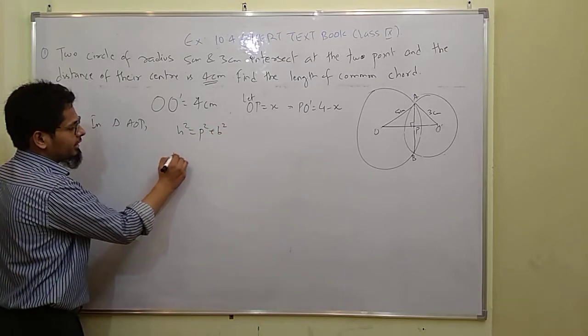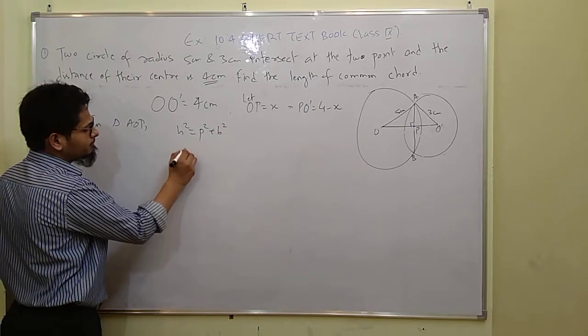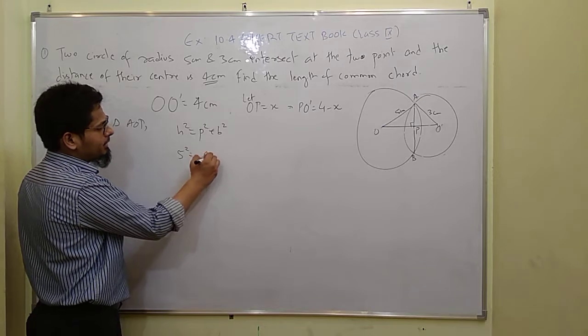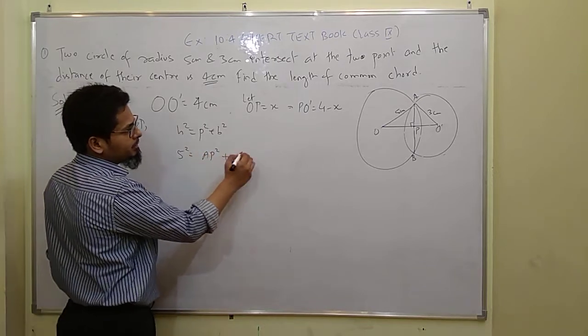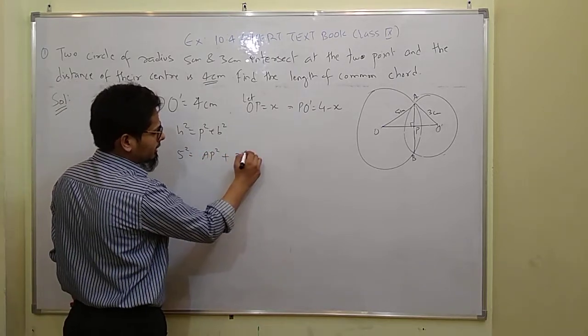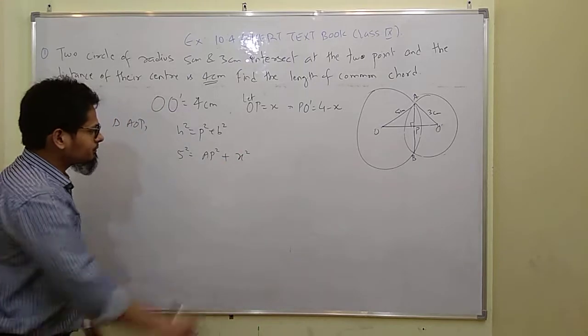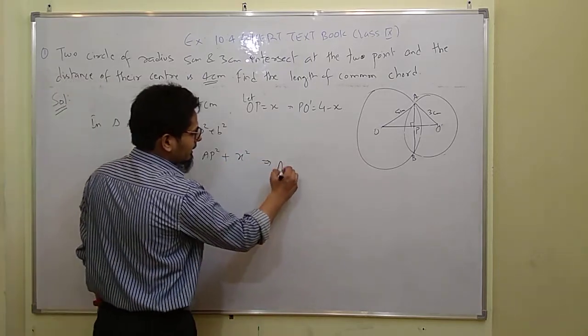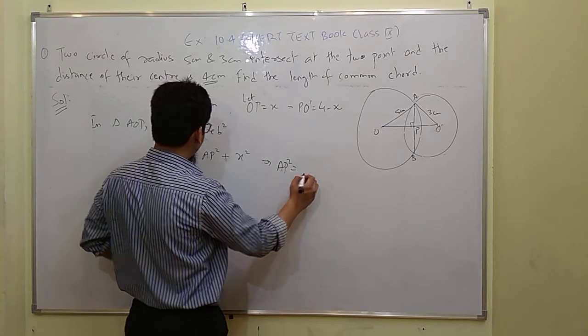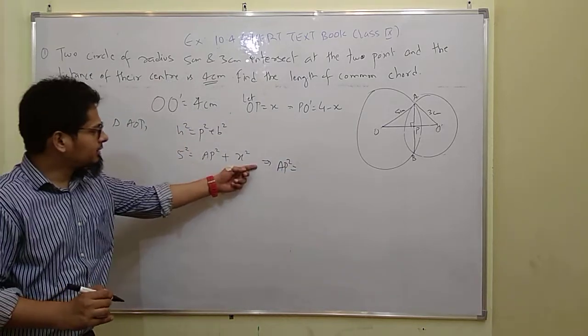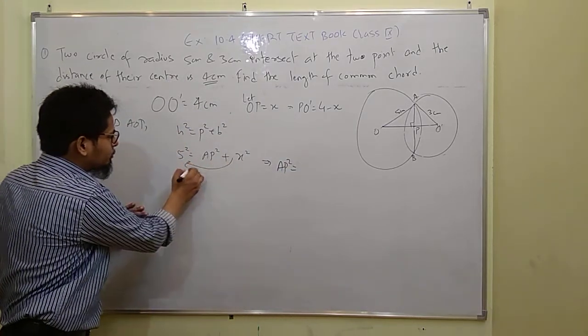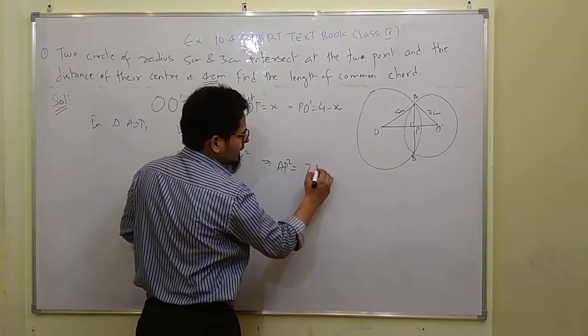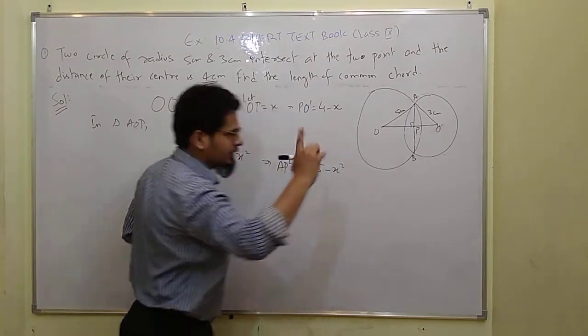So here h is 5 square, and p is AP, you write that too, and b is OP. OP means x centimeter, okay. You got the equation. From here find the value of AP square, that will be 25 minus x square. This is the first thing.